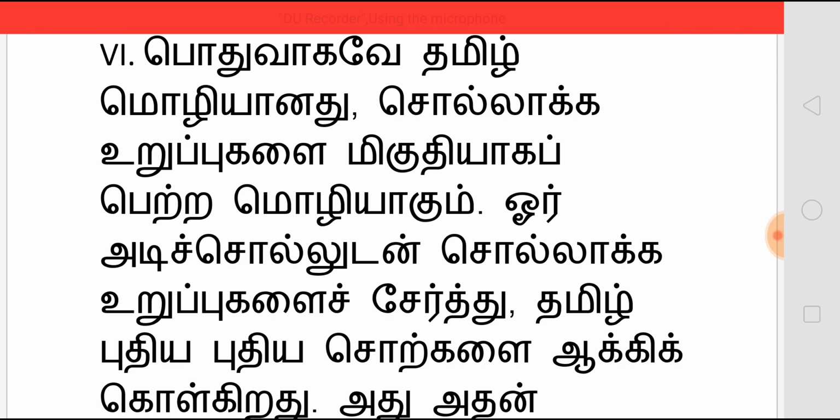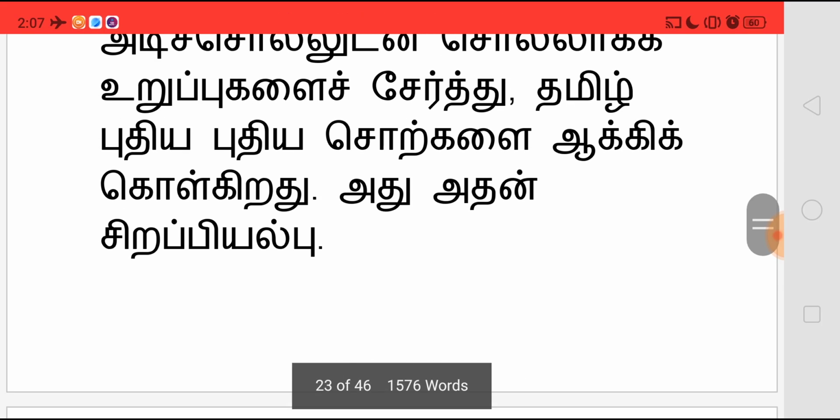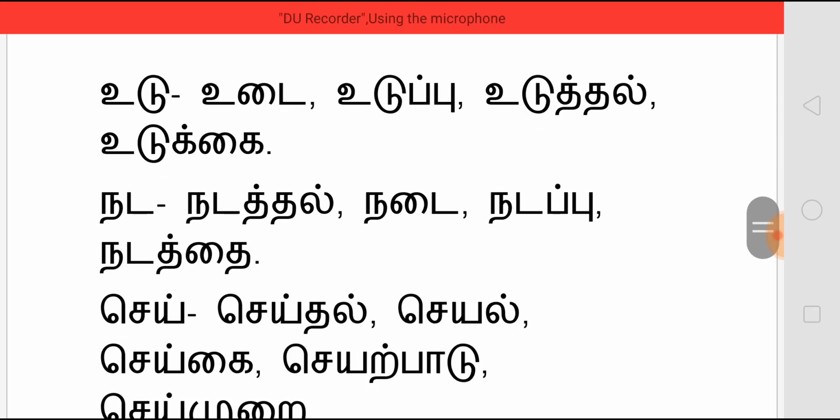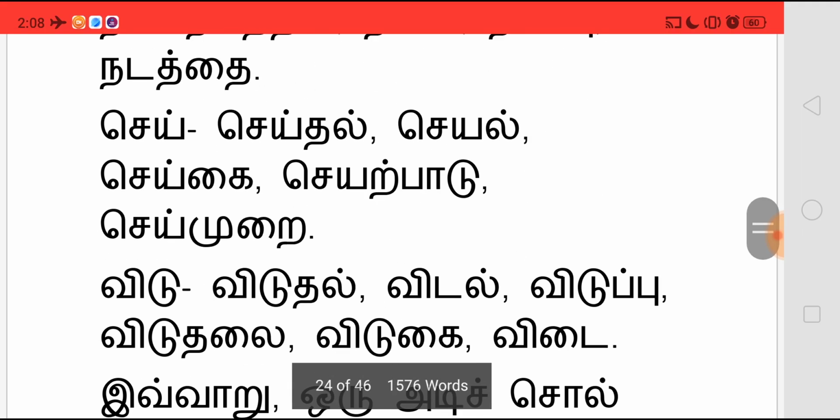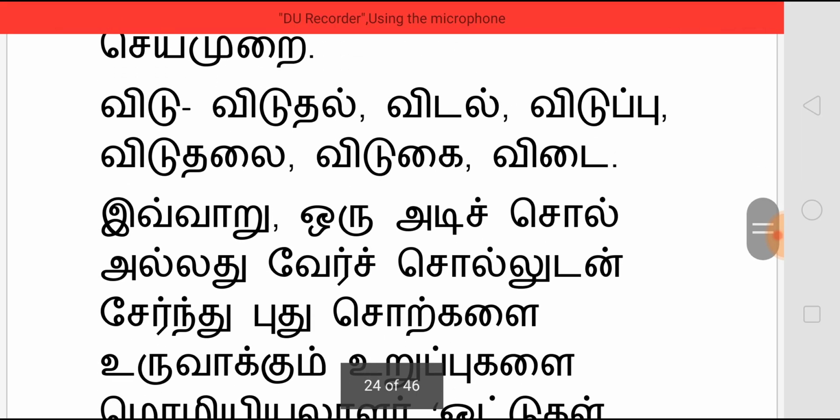And when we see this Tamil Sollakam, we find there are lots of words which can be made from the root word. And using the root word, we can make so many words from it. For example, Udu is the root word. From Udu, we have Udai, Udupu, Uduttal, Udukai. From Nada, we have Nadatal, Nadai, Nadappu, Nadatai. Sei, we have Seidal, Seyal, Seigai, Seyarpadu, Seyalmurai. Vidu, we have Vidutal, Vidal, Vidupu, Vidudalai, Vidukai, Vidai.